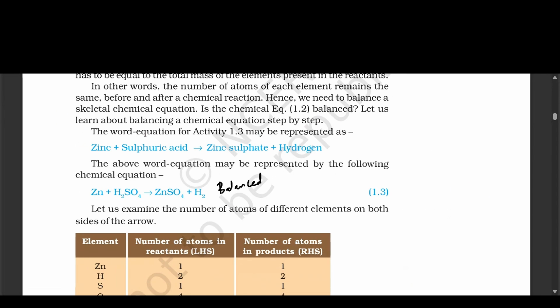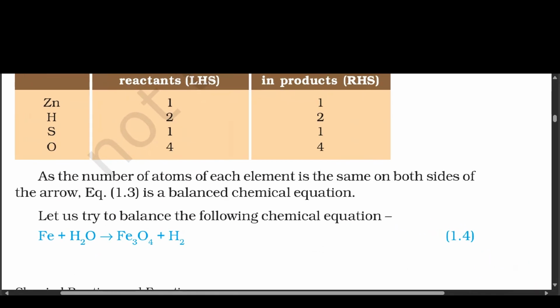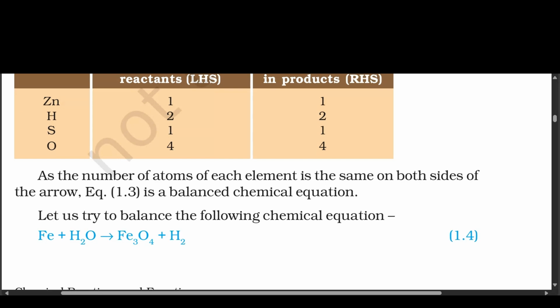Fine. Now, next we have, yeah, suppose we try to balance this equation, this would probably be the last equation for this video. Now, try to see. Here iron is 1, here it is 3. So it's understood that in order to balance it, you need to write 3 in front of the iron, which is only single. Fine. Now, hydrogen here is 2. Here also it is 2. That is absolutely fine. But what about oxygen? Oxygen here is 1. Here it is 4. So you need to balance it. In order to balance it, you have to write 4 here in front of water.